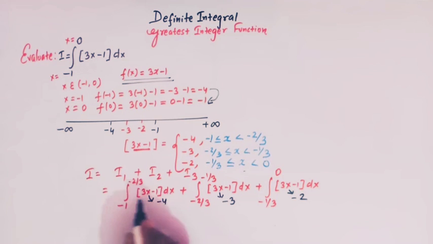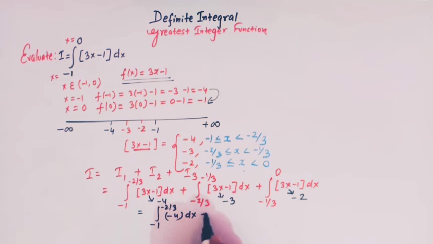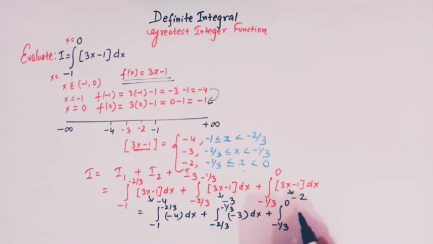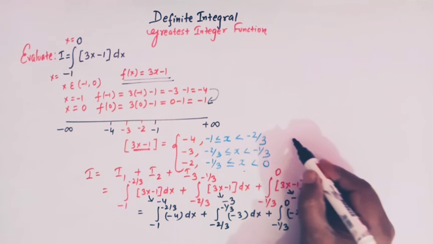So now we can rewrite these integrals as minus 1 to minus 2 over 3, and here we have minus 4 dx, then we have minus 2 over 3 to minus 1 over 3, and here we have minus 3 dx, and then we have minus 1 over 3 to 0, and here we have minus 2 dx, right? So now we have three simple integrals, and we can solve them.